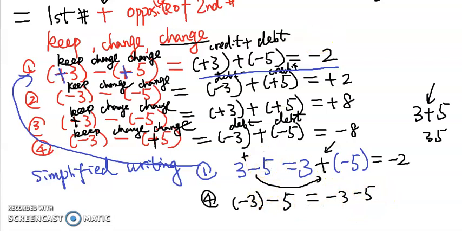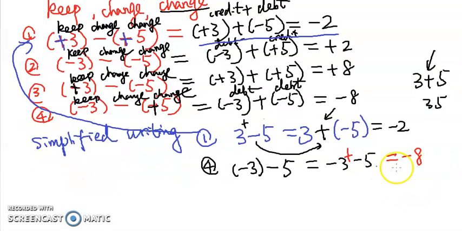Similarly, we can use the same idea. We can just insert a plus sign in front of the second number. And this quickly turns the subtraction into an addition problem. And we know that's a debt plus a debt. That gives us more debt, negative 8. And again, why can we insert the plus sign? Because when you are subtracting 5, it's like adding the opposite of 5. The opposite of 5 is negative 5. So that's why you can insert a plus sign in front of it.